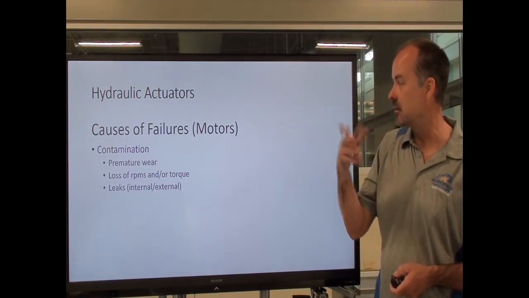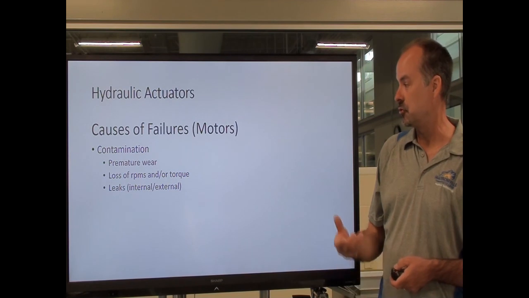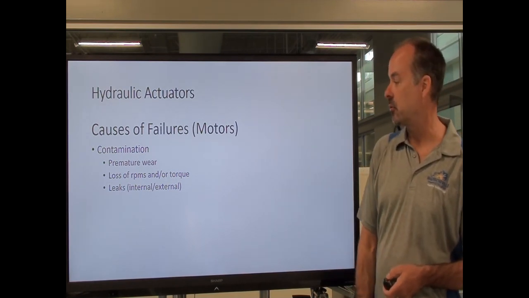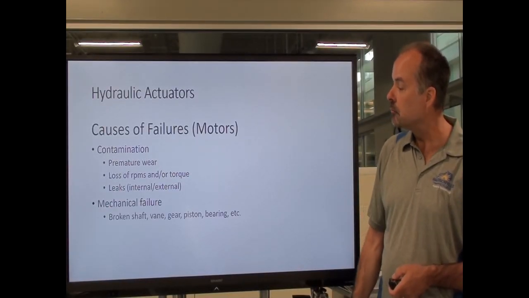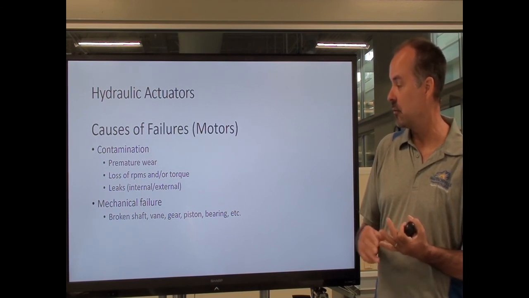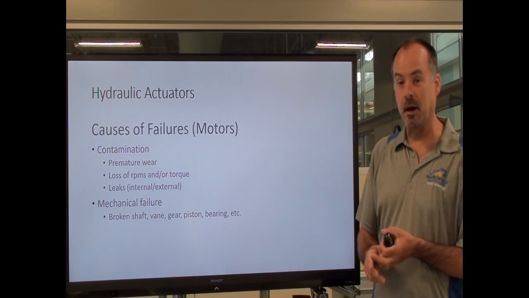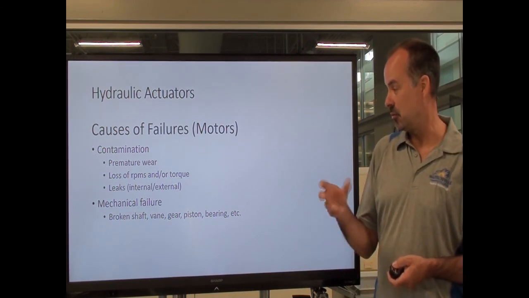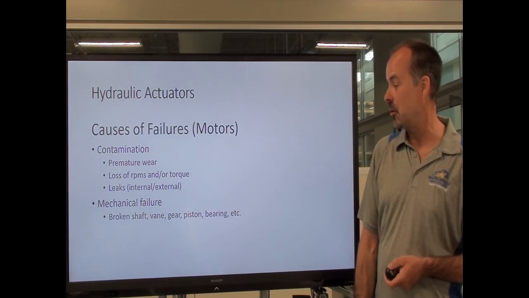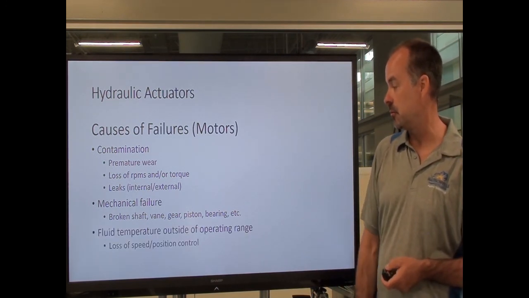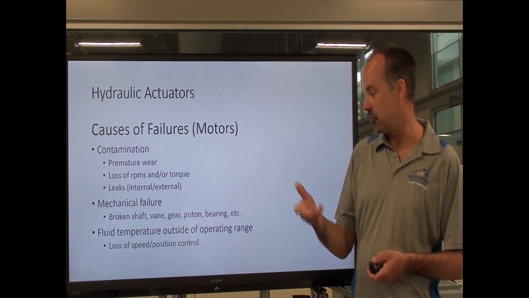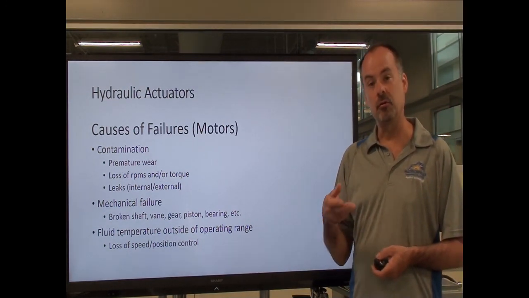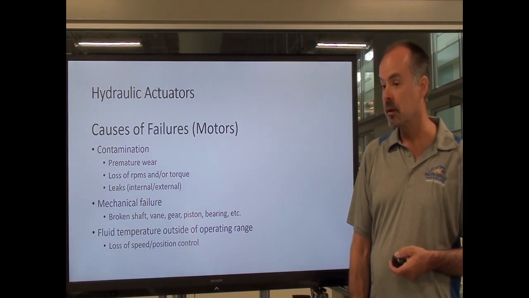Causes of failures for motors: again, contamination can cause premature wear. It could wear the components inside the motor, causing internal leaks where you could lose speed or torque. It could also wear the internal and external seals. You could have a mechanical failure. You could break a motor shaft, break a gear, or a piston or bearing could fail and start getting noisy, or could even lock the motor up. And again, fluid temperature: if the fluid gets too hot, it flows more easily and could make things run faster than they're supposed to, or fluid that's too cold could make the motors turn slower than they should.